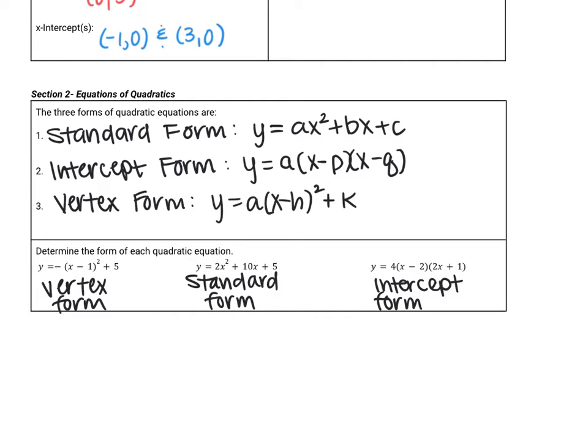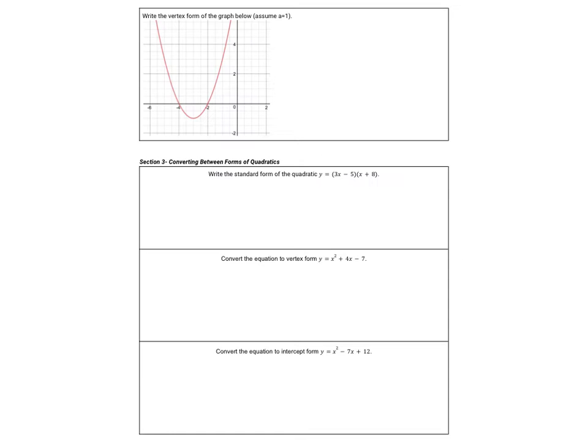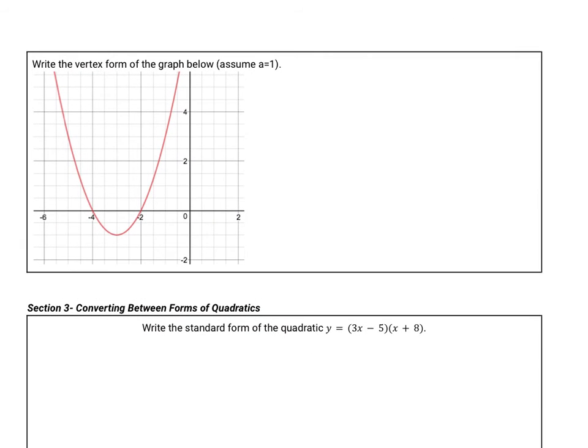So just basically looking to see which form the equation is in. It tells us different information, like I said. Next we're going to write the vertex form of the graph below, and we're going to assume a equals 1. If a is ever not 1, I will let you know. The first step is to identify the vertex, and I need to pay attention to the scale we're given so that I can identify the vertex correctly. So the vertex is at -3, -1.